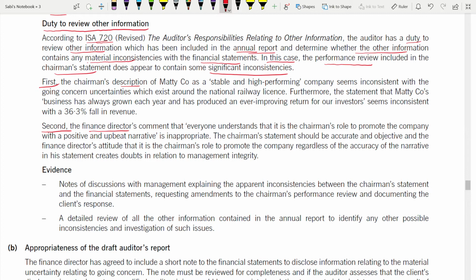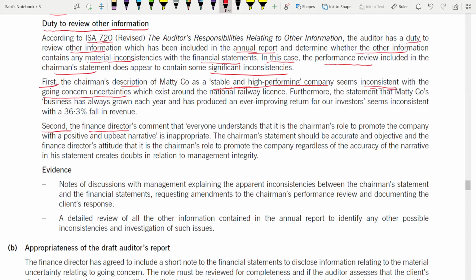So first, the chairman's description that the company was a stable and high performing company is inconsistent with the going concern uncertainties. Remember, in our first requirement relating to the railway tender, there were uncertainties relating to going concern. So now you tell me, if there are uncertainties related to going concern, how can the company be a stable and high performing company? It's inconsistent, right?